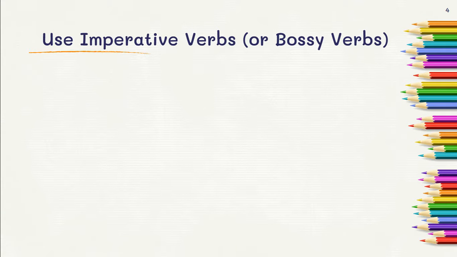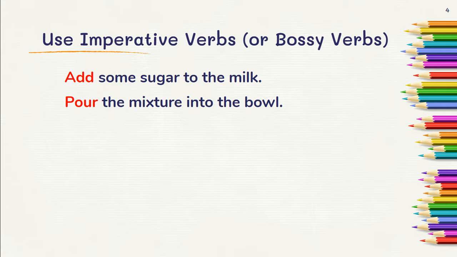The first point is about the use of imperative verbs, or what we call bossy verbs sometimes. Look at these two instructions. We have a verb at the beginning of the sentence. Here, the first sentence we have add some sugar to the milk. And then the second sentence we have pour. So how's bossy verb different from other verbs?